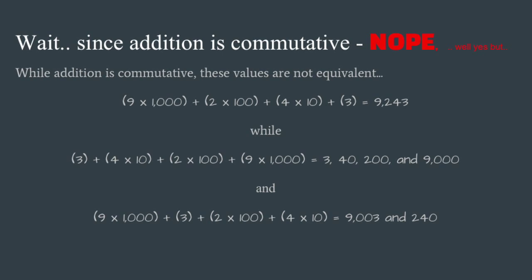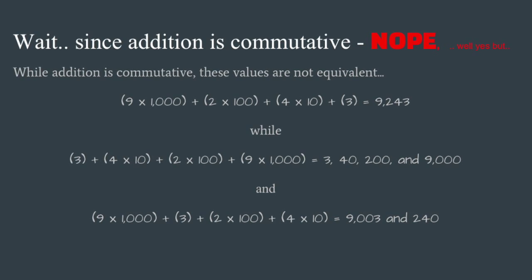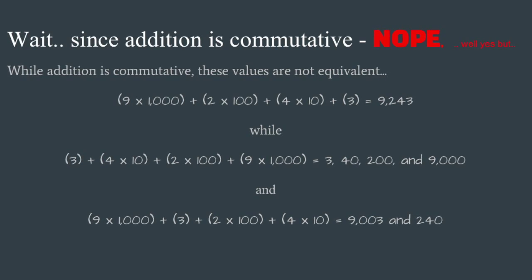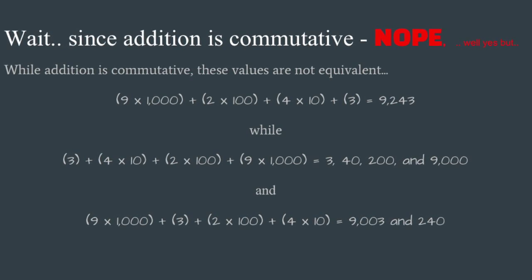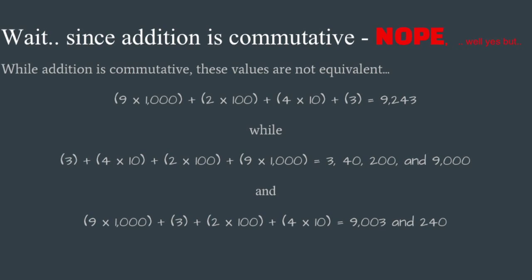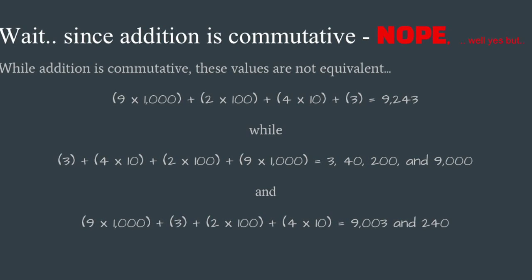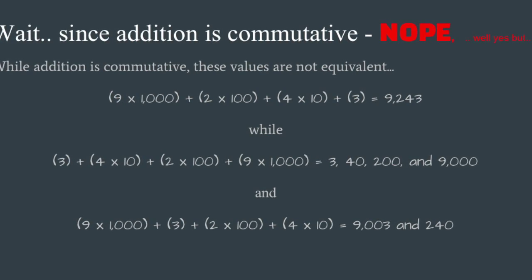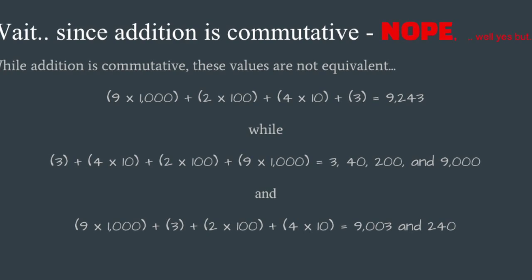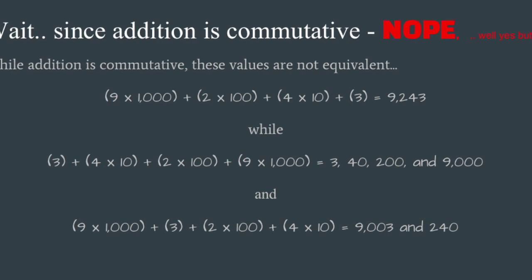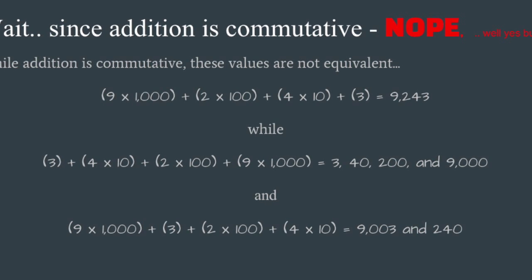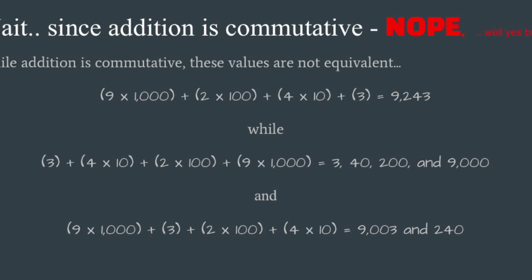We've got our way of writing 9,243, but if we wrote it in a form of 3 plus 4 times 10 plus 2 times 100 plus 9 times 1,000, it would be understood as 3, 40, 200, and 9,000 as 4 different numbers. And if we wrote 9 times 1,000 plus 3 plus 2 times 100 plus 4 times 10, we would have the numbers 9,003 and 240.